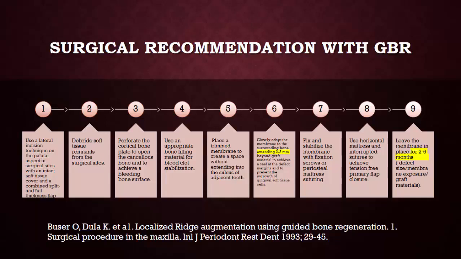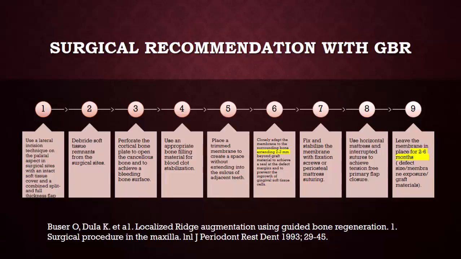So the membrane should cover the bone graft, extending 2 to 3 mm beyond it, and at the same time the membrane should not touch or cover the adjacent teeth sulcus. Then fix and stabilize the membrane with fixation screws or periosteal mattress suturing. Use horizontal mattress and interrupted sutures to achieve tension-free primary closure.